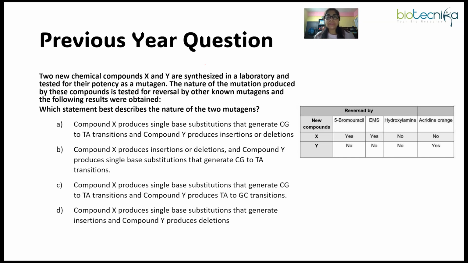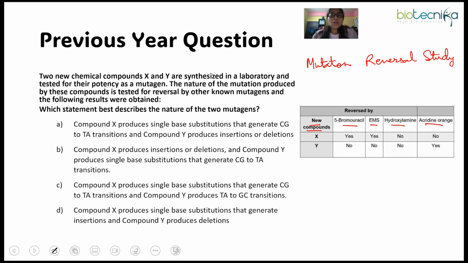In the mutation topic, this type of question is very common. In this question, they give some unknown compound or a new compound, and that causes a kind of mutation. To determine what kind of mutation it is causing, scientists will use a known mutagen to do the reversal of the mutation. So this entire study is called a mutation reversal study.